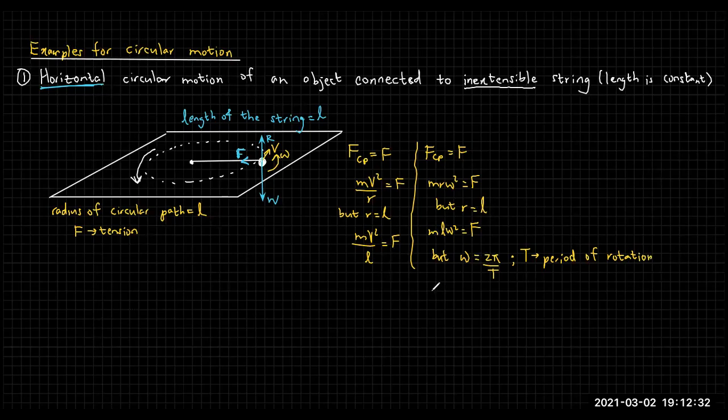Then what will happen to the equation? m l into 4 pi squared over T squared equals F. Why? Omega squared. If omega is 2 pi over capital T, omega squared is 4 pi squared over capital T squared.